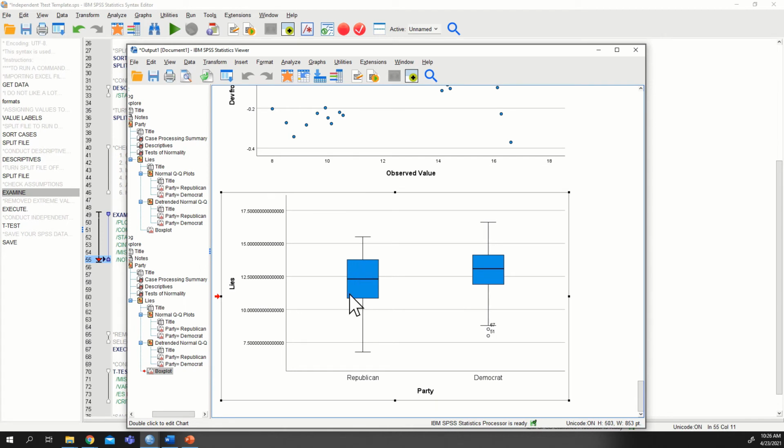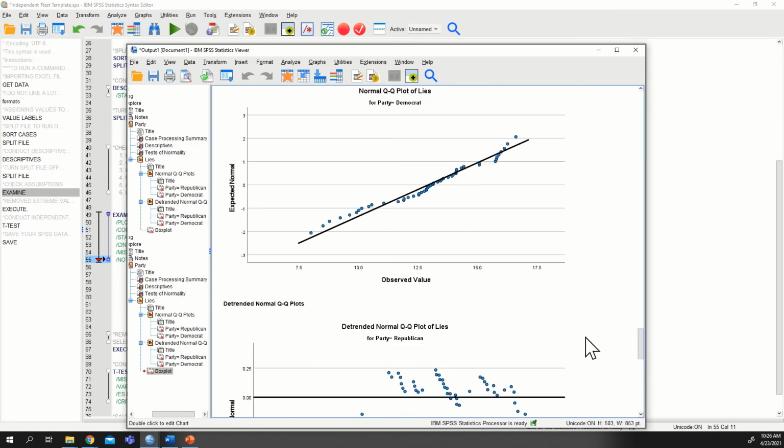So, as you can see, there are no outliers for Republicans at all. There are a couple for Democrats, but they're not very extreme. And because I have a very low sample size as it is, I really don't want to remove any data because these could be actual data points. So we'll just leave them there.